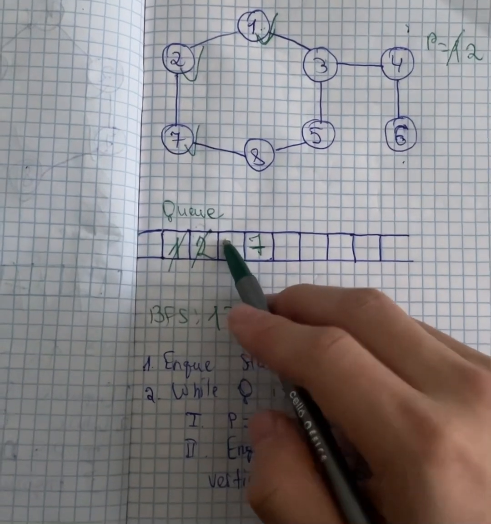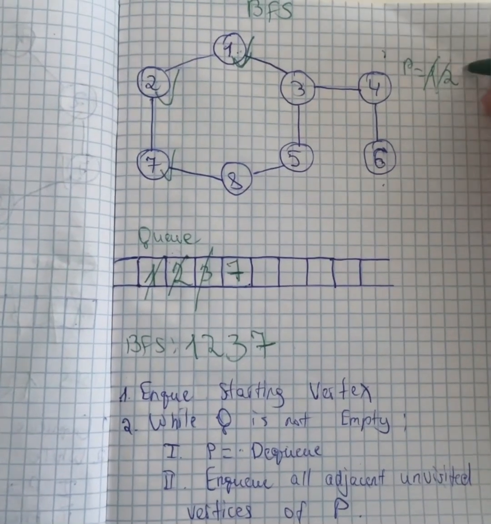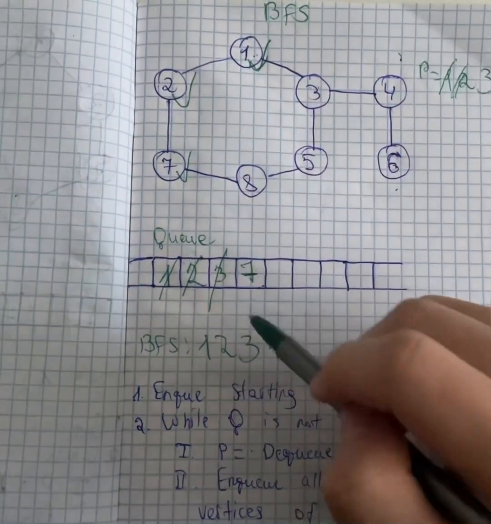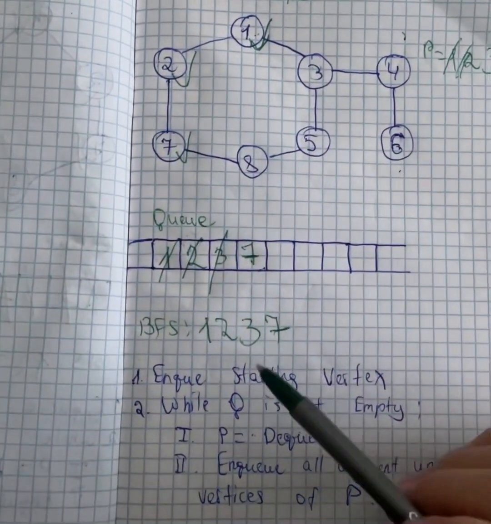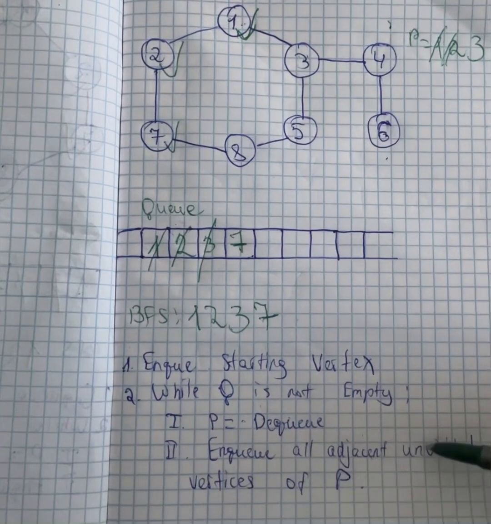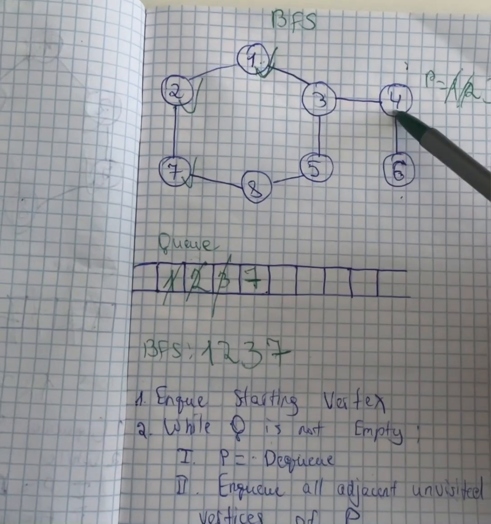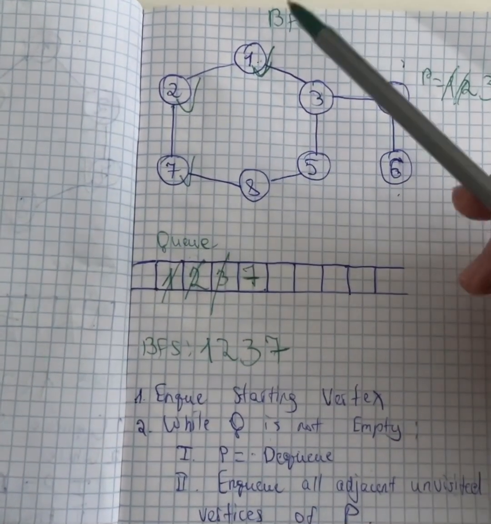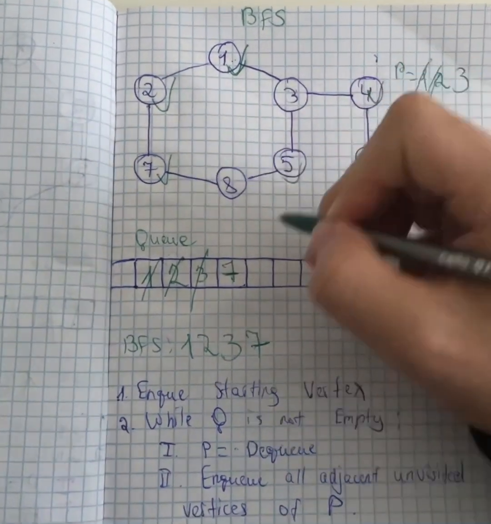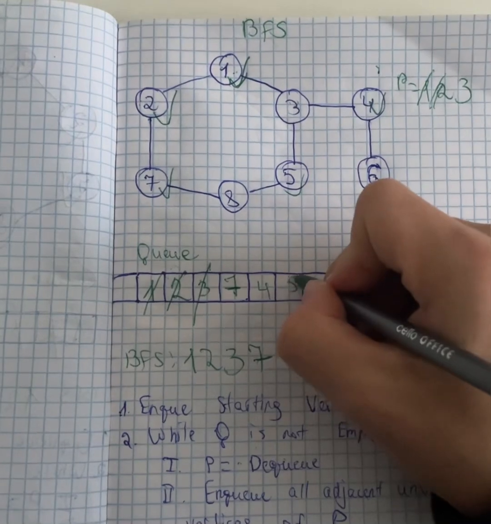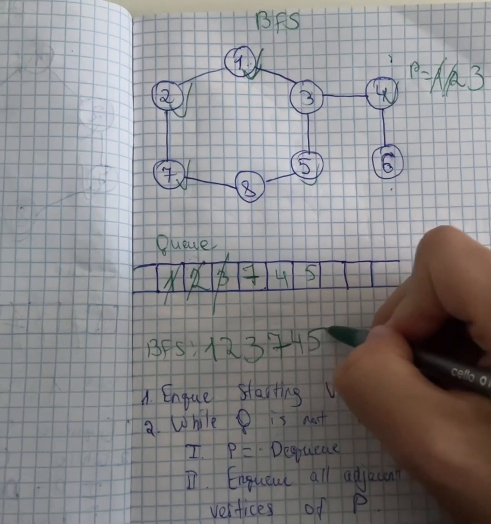Now we will go to the next one in Q, which is 3, right? We DQ 3. Now we are working with 3, not 2. We DQ'd it, and we have to NQ all adjacent unvisited vertices. In our case, adjacent vertices of 3 are 1, 4, and 5. 1 is already visited, 4 and 5 are not visited yet. That means we mark them as visited, we write 4 and 5, then we write them here too.